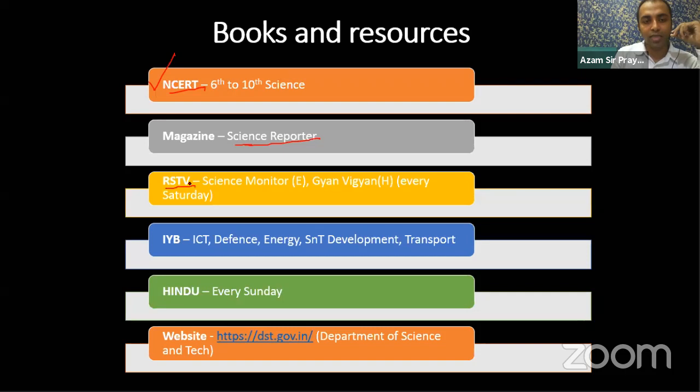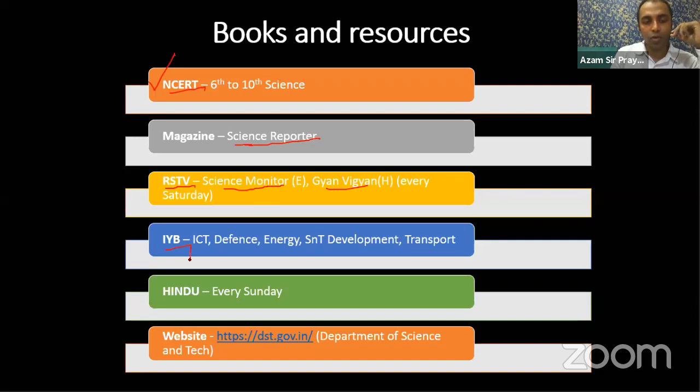Then next is the Rajya Sabha TV. Rajya Sabha TV, again, the government news channel. On that, a program, Science Monitor, which is in English, and Gyan Vigyan, the same program in Hindi media. It comes every Saturday. So I would suggest you to please see that. It is a half an hour episode every Saturday, Science Monitor, yeah, Gyan Vigyan. Either of the two you can see. Same hai, ek English mein, ek Hindi mein.